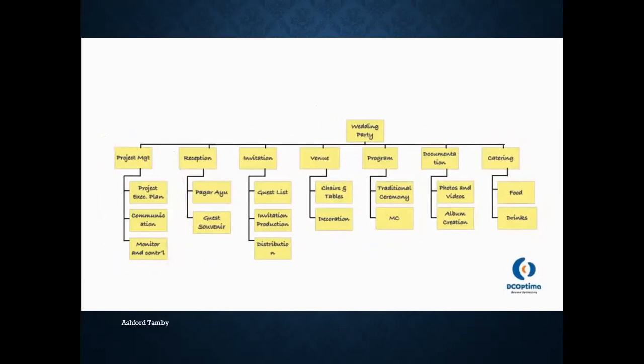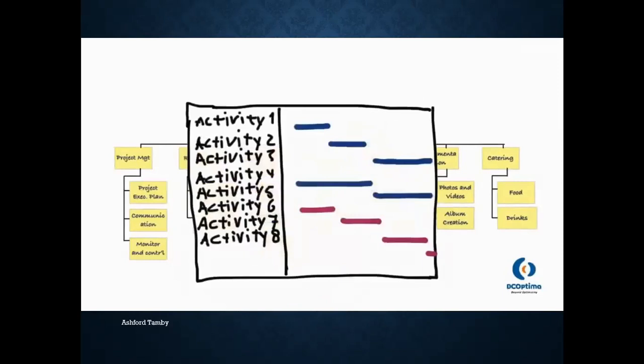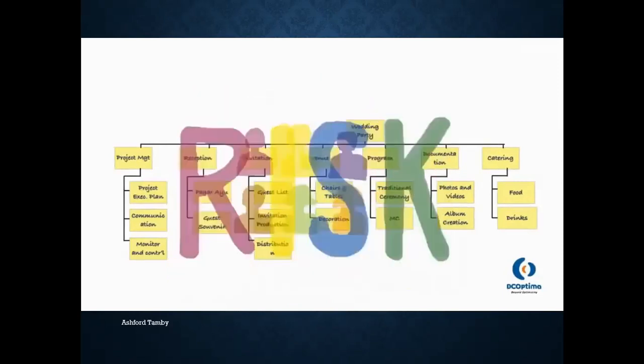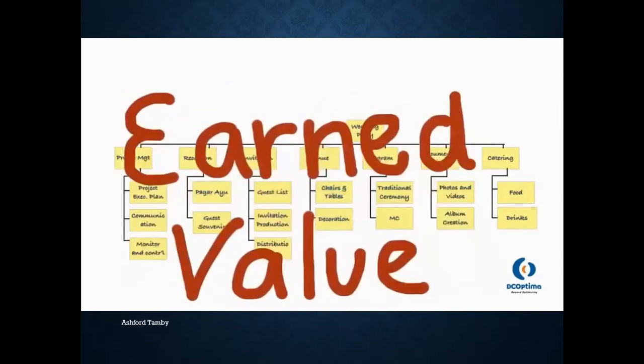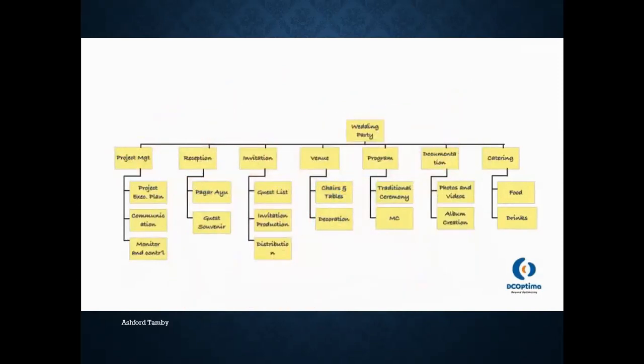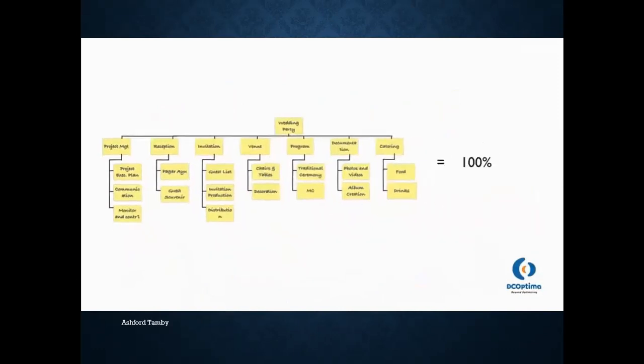A WBS is a necessary project management tool because it provides a basic foundation for other activities, like estimating cost, developing schedules, identifying resources, determining where risks may occur, and providing the means for measuring project status using earned value management. A good WBS represents 100% of the deliverables to be done in achieving project objectives. It means there is no other work to be done outside the WBS to achieve project objectives.